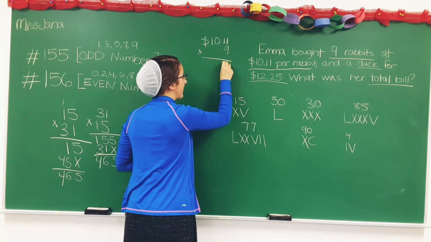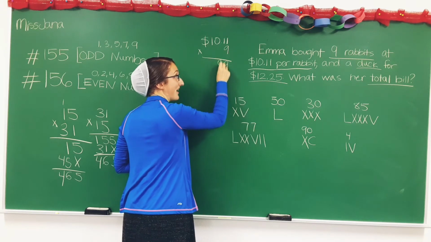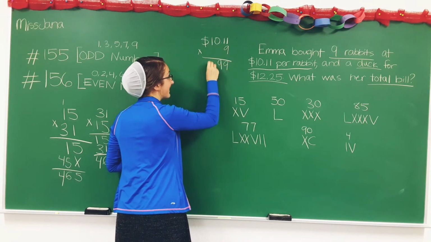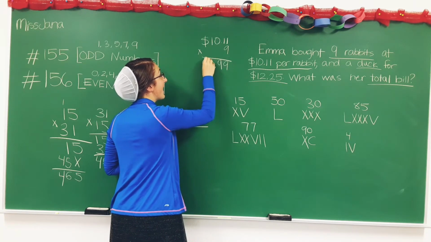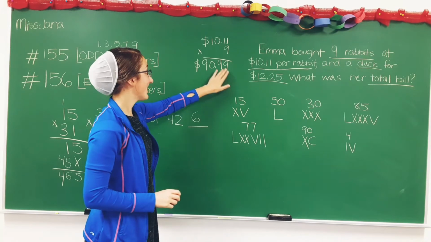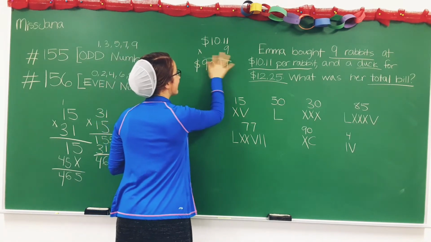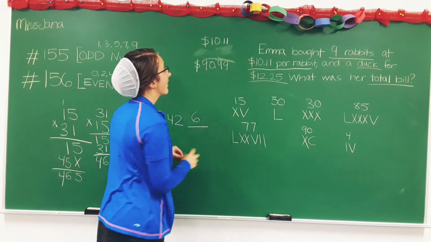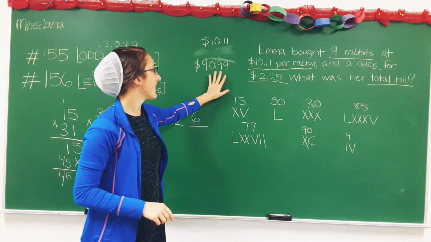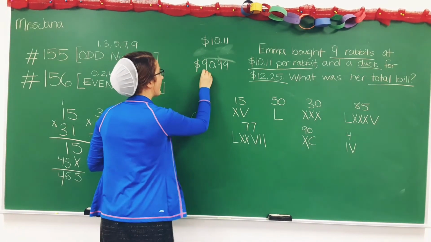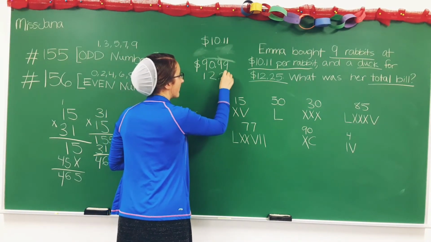So 1 times 9 is 9. 1 times 9 is 9. And 0 times 9 is 0. 1 times 9 is 9. So she has $90.99 in rabbits. So now let's add together $90.99 plus the duck to find the total bill. So the duck is $12.25.